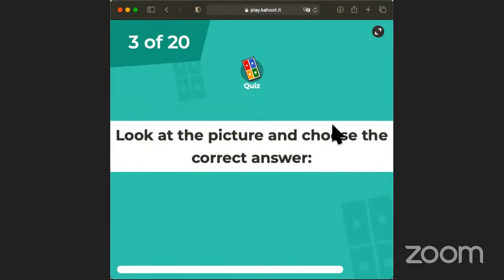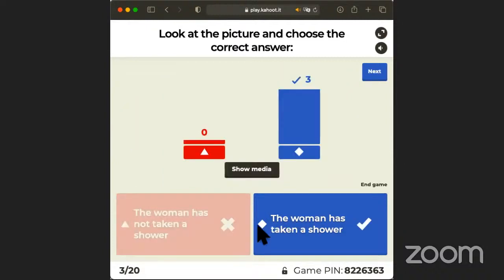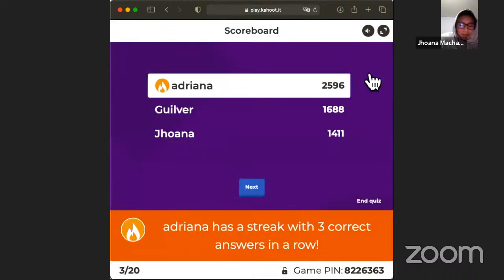Look at the picture and choose the correct answer. The woman has not taken a shower. The woman has taken a shower. Look at the picture. Red or blue? All right, great. Everyone was correct. Joanna, can you read the answer, please? The woman has taken a shower. Great, thank you very much. Has taken, no? All right, guys.